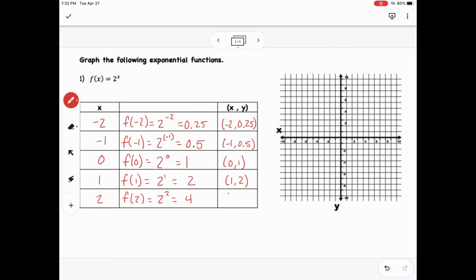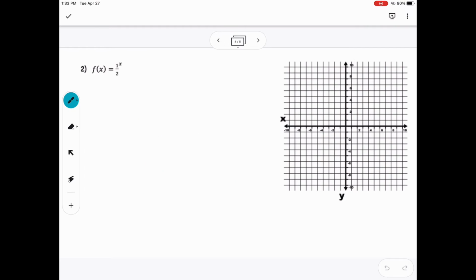Okay, so once I have my ordered pairs, next thing is to plot these on the graph and then connect the points. And once I do that, then there's my graph. It looks like it's growth. So for number 2, I need to create my table.